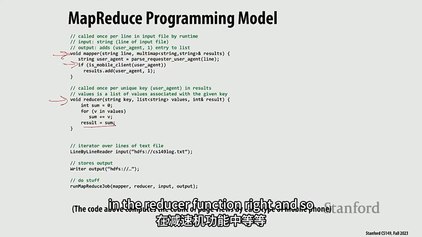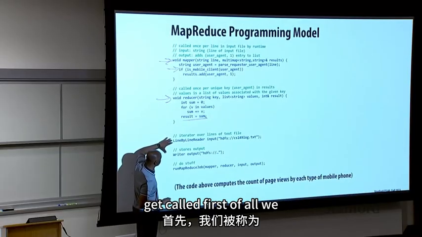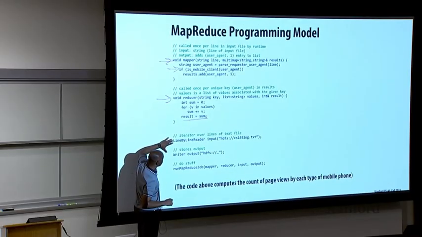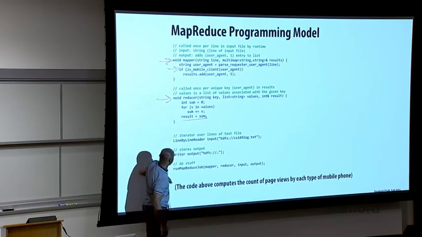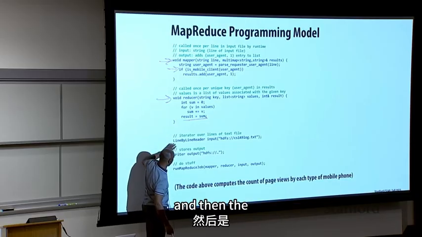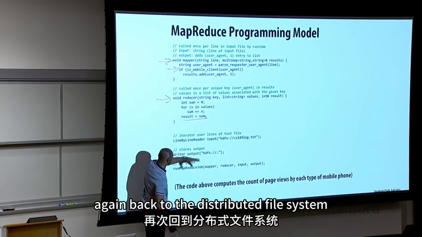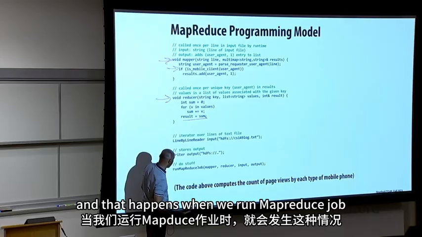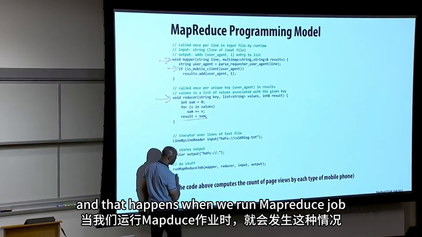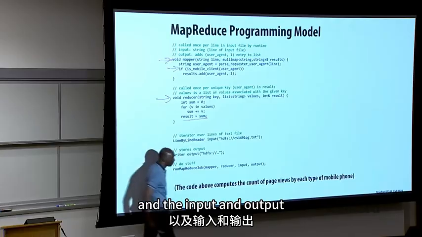The code at the bottom shows how things get called. First of all, we get the input from our distributed file system, and then write the output again back to the distributed file system. That happens when we run the MapReduce job with the mapper function, the reducer function, and the input and output.